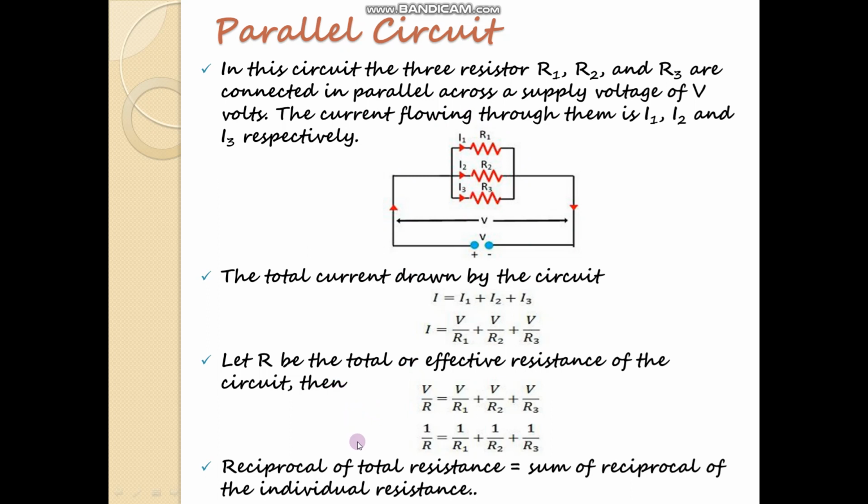How to find out the total or equivalent resistance? See, the reciprocal of the total resistance must be equal to the summation of reciprocals of all the individual resistances. Means 1 upon R equals 1 upon R1 plus 1 upon R2 plus 1 upon R3. Means in a parallel circuit, the voltage across each element is the same and different currents flow through each element, and the equivalent resistance is given by the reciprocal of the sum of reciprocals of all the resistances connected in parallel.